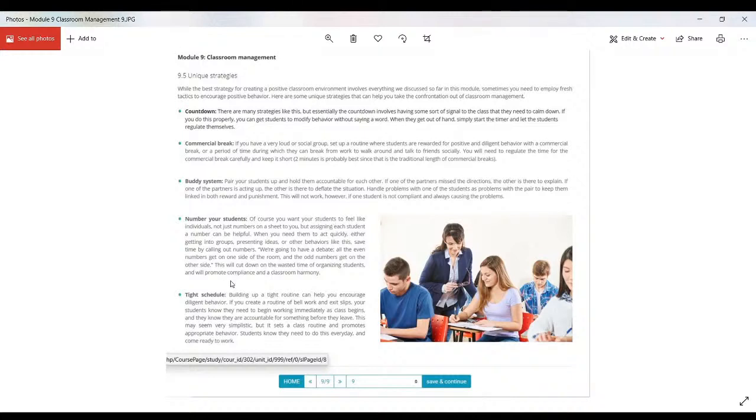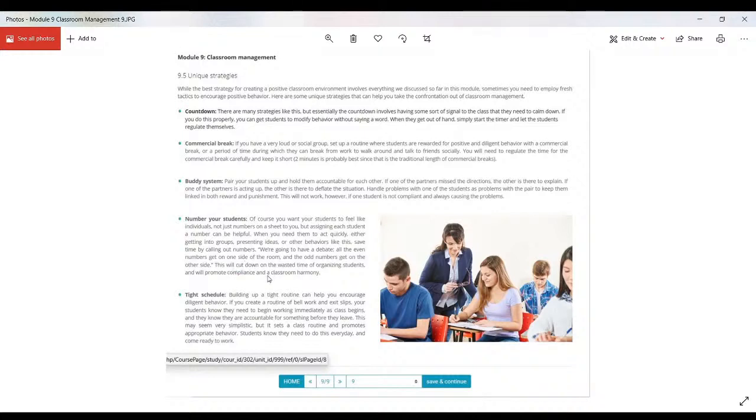Number your students. Of course, you want your students to feel like individuals, not just numbers on a sheet to you, right? But assigning each student a number can be helpful. When you need them to act quickly, either getting into groups, presenting ideas, or other behaviors like this, save time by calling out numbers.